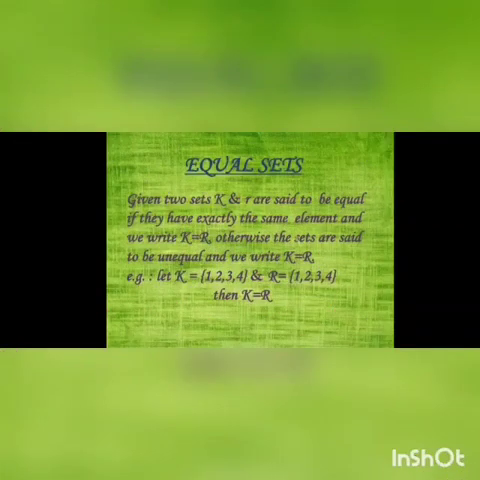Equal sets. Two sets K and R are said to be equal if they have exactly the same elements, and we write K equals R. Otherwise, the sets are said to be unequal and we write K not equal to R. Example is given here.